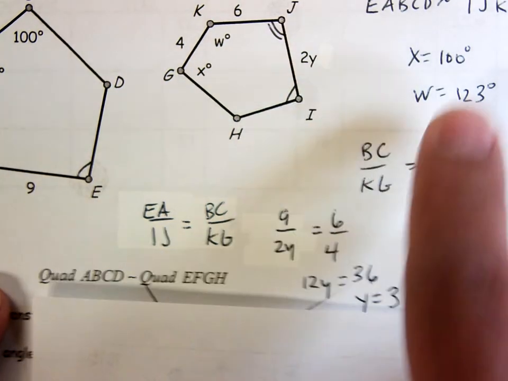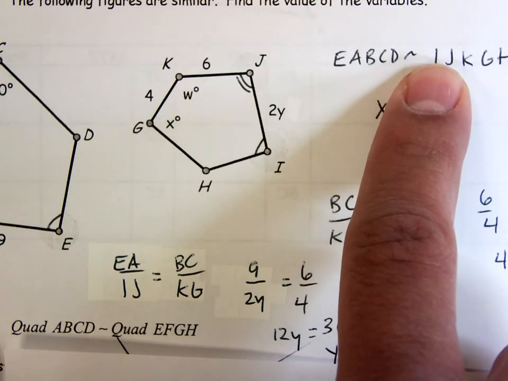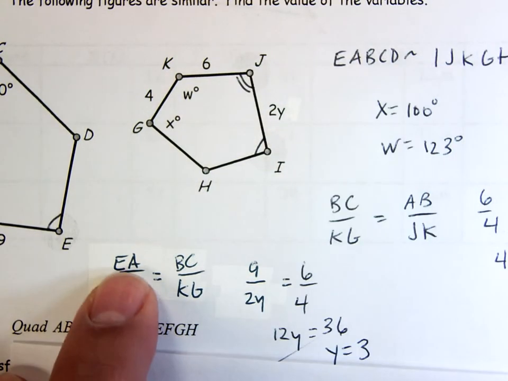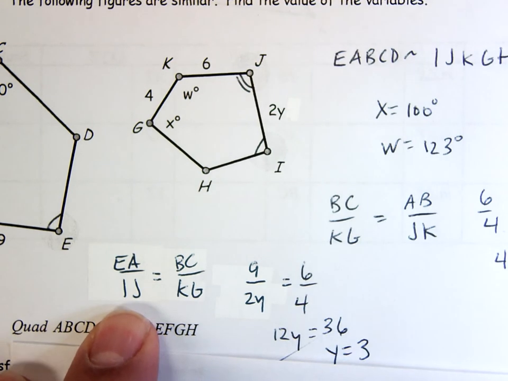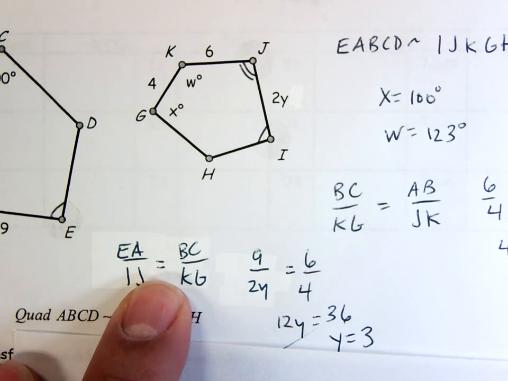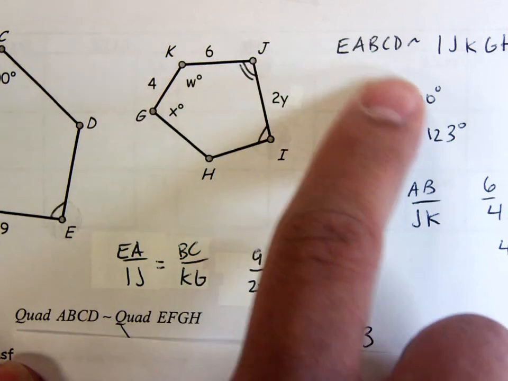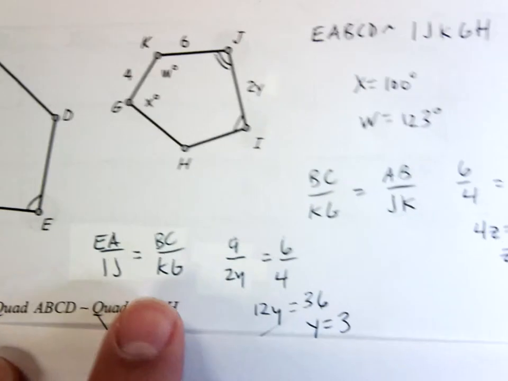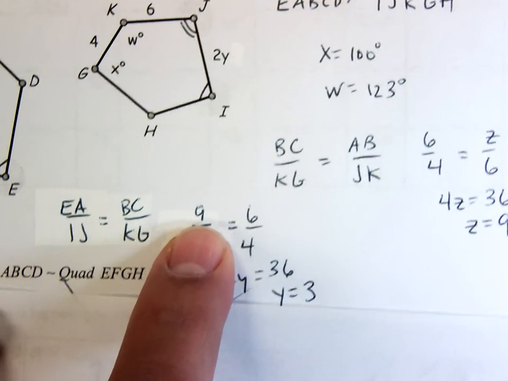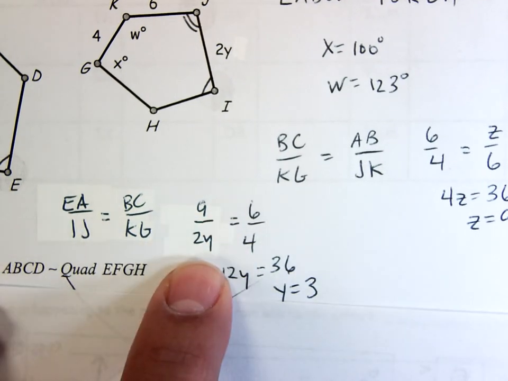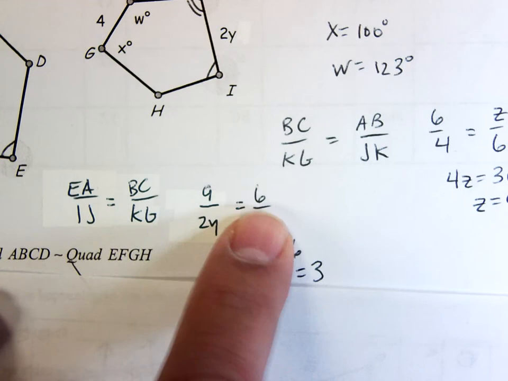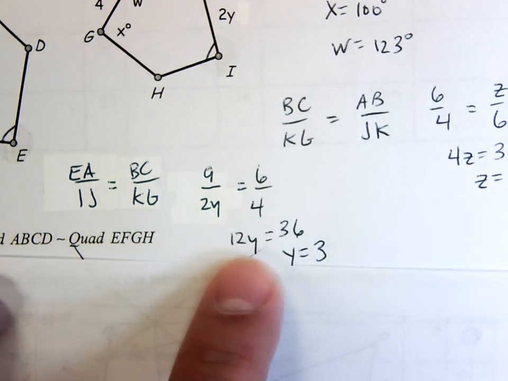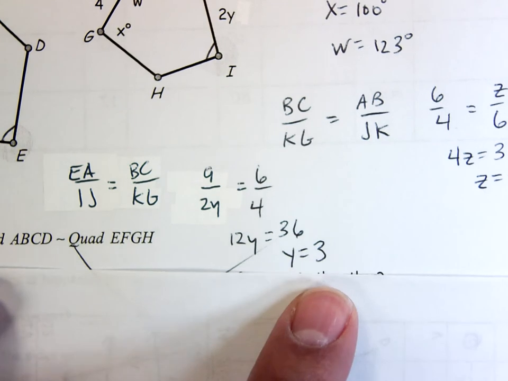And I know from here that IJ is proportional to EA, so that's what I did. I put EA over IJ. And then I said, well, that's got to be equal to BC over KG. So then I just plugged in. Well, EA is 9, IJ is 2Y, BC is 6, and KG is 4. Cross multiply, and I get 12Y equals 36, so Y is equal to 3.